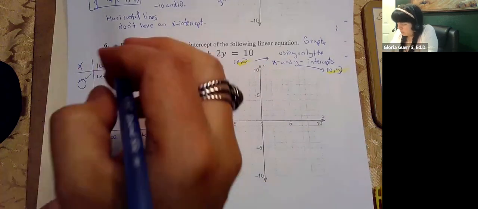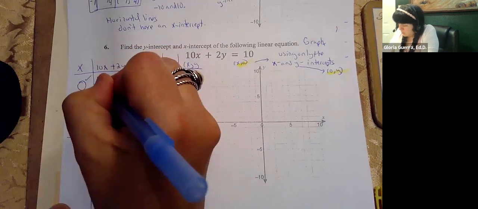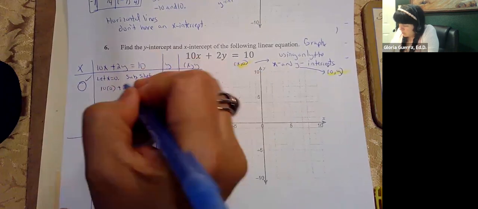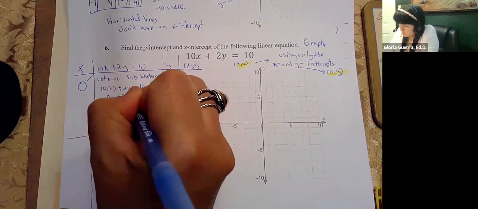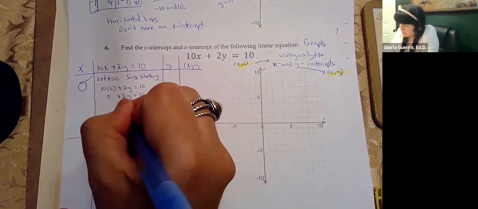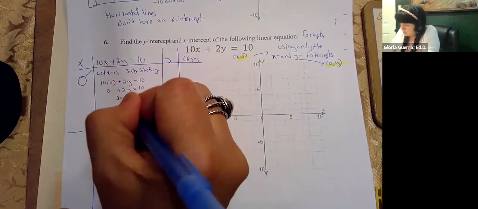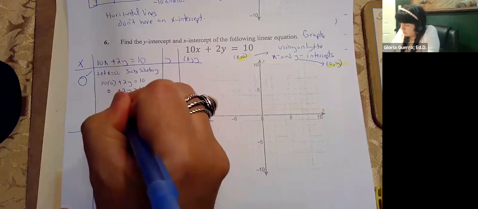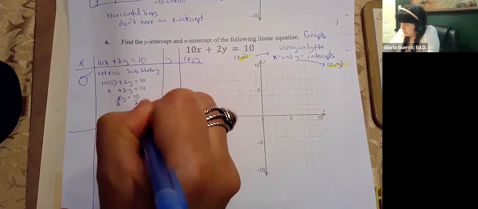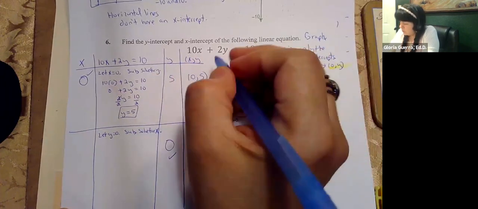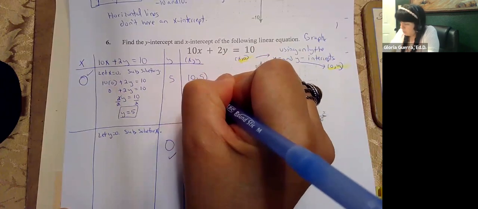So here, when you let x be 0, you have 10 times 0 plus 2y equals 10. Anything times 0 is 0, so 2y equals 10. In math, you undo times by division, so divide by 2. 10 divided by 2 is 5. So when x is 0, y is 5. You stay, and then you go up. That's going to be called the y-intercept.